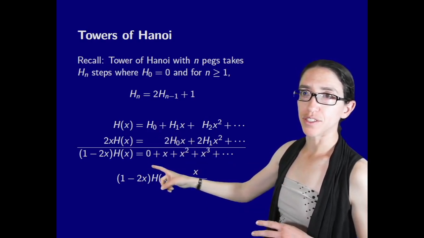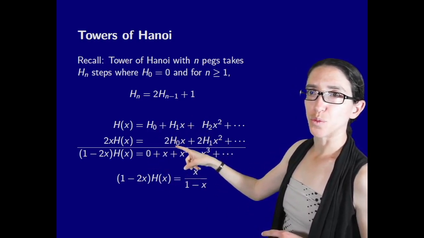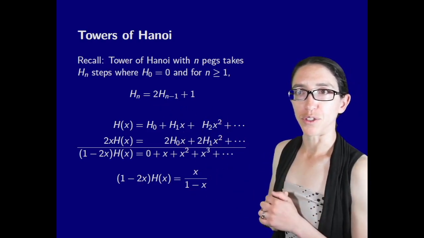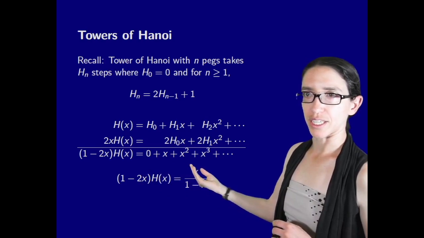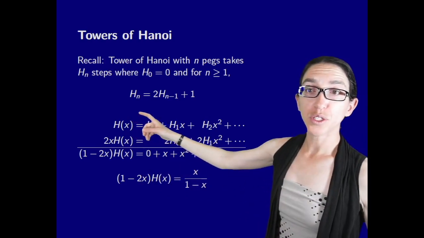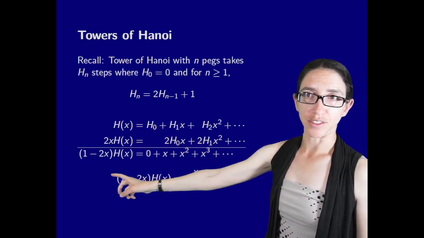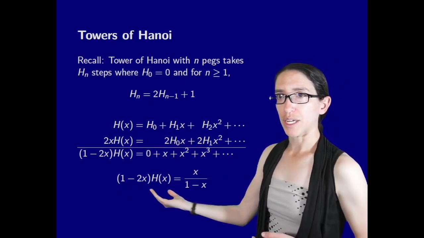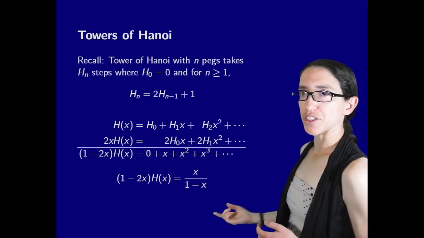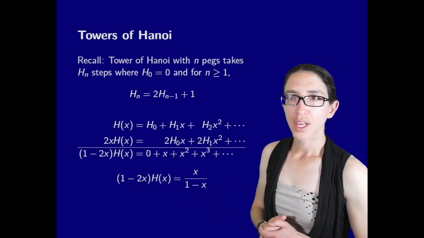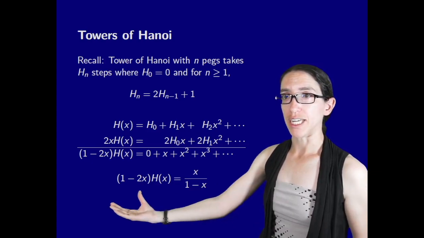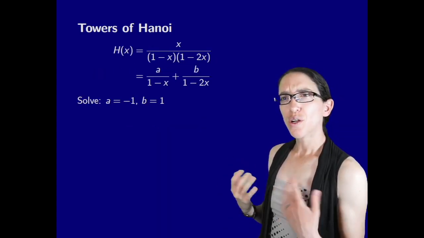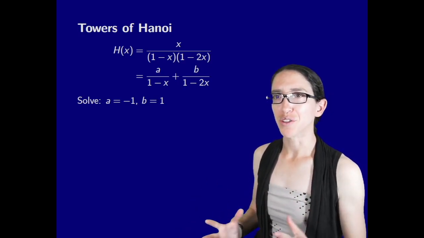So h sub 0 is 0, but then after that, we're subtracting h sub 1 minus 2h0, we know that's 1, h sub 2 minus 2h1, we know that's 1, all by the recursion. So we're going to get 0 plus x squared plus x cubed plus dot dot dot. What did we do? We subtracted h of x minus 2x h of x, so we get 1 minus 2x times h of x. And so we have this equation, 1 minus 2x times h of x is x times the geometric series, which is x over 1 minus x. And so we found a closed formula for h of x by dividing both sides of this by 1 minus 2x.